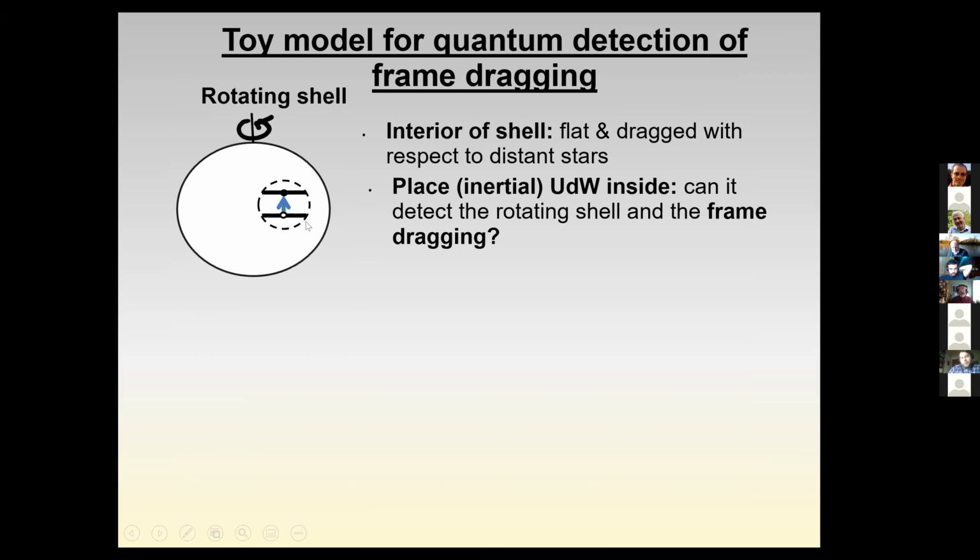Now what we will do is place an Unruh-DeWitt detector inside this shell, such that it is an inertial detector inside the shell, but rotating with respect to these distant stars. Then the question is, can this detector actually detect the presence of the rotating shell, and can it detect this frame dragging? Theoretically, yes, and it actually happens on timescales much shorter than for a classical signal, which would travel from the detector to the shell and back. That's because of the thermality of the quantum field and so on.